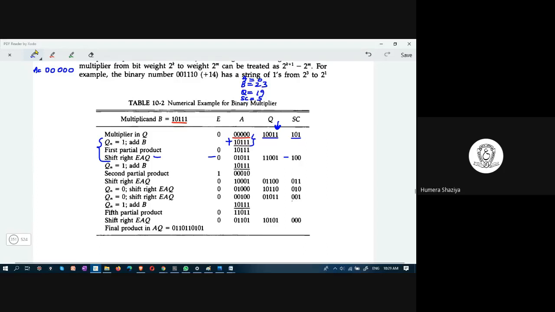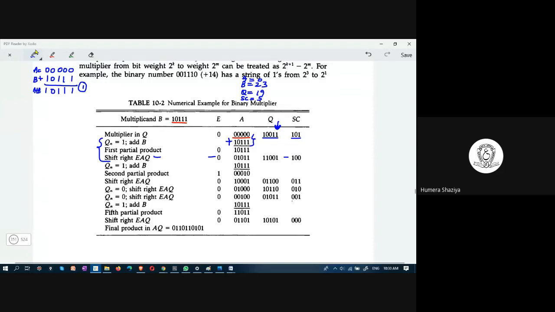B is 23, which is 1, 0, 1, 1, 1. This is B. You are performing addition. This is 1, 1, 1, 0, 1. What is this? A plus B. After you add, the result is stored back into the accumulator. Now the accumulator has 1, 0, 1, 1, 1. This is the first operation. The second one is shifting.